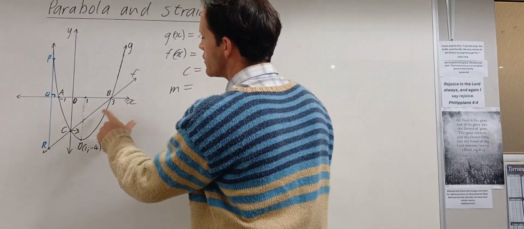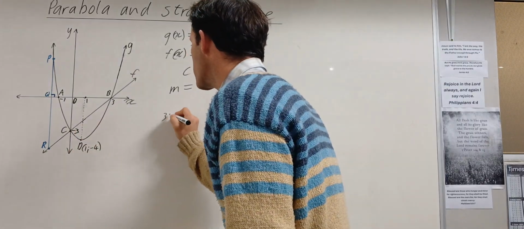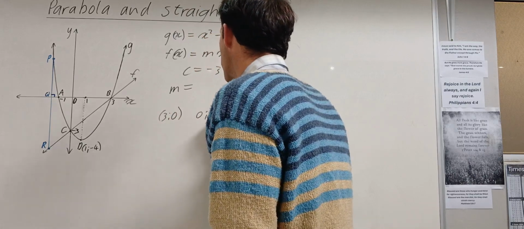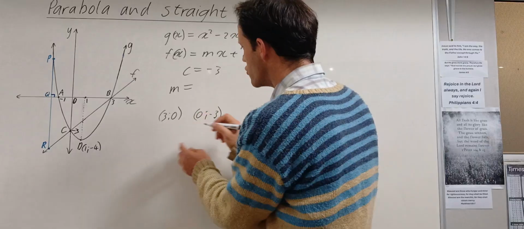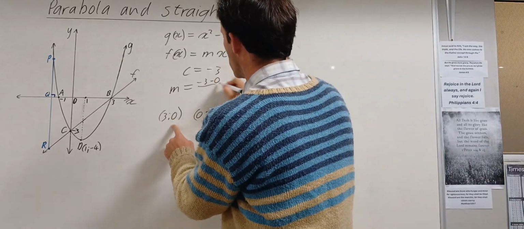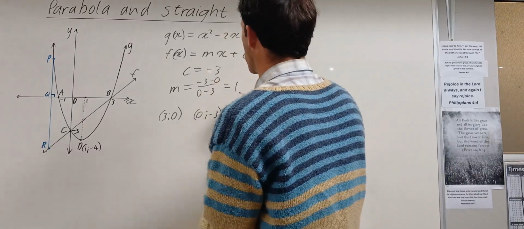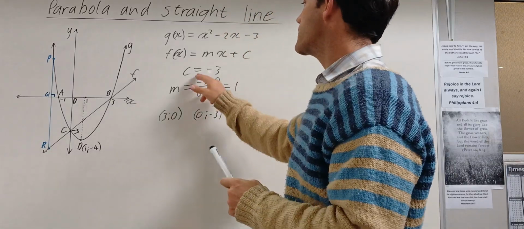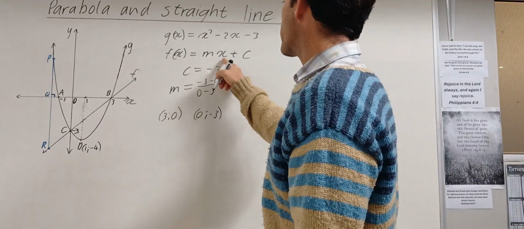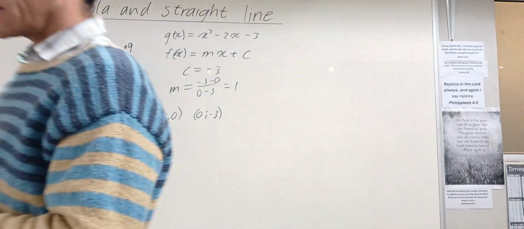So you substitute them. If you want to make sure you don't make a mistake, you can first write them down. Just make sure (3; 0), (0; -3). Make sure you substitute them correctly. Negative 3 minus 0 over 0 minus 3. And you're going to get a gradient of 1. So we got c and m. That means f(x) is going to be 1x minus 3. So it's just x minus 3.